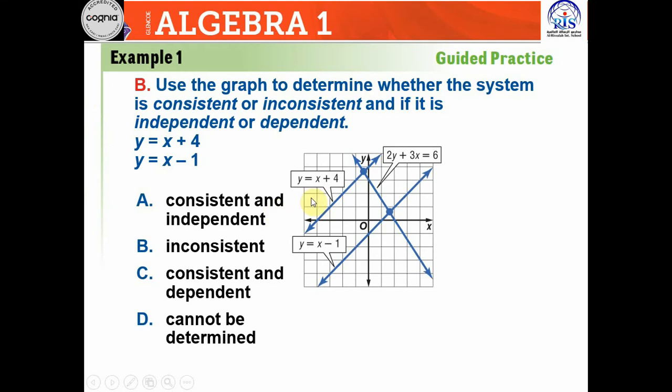y equals x plus 4, this line, and y equals x minus 1, this line. This line and this line are parallel. They do not intersect. This means there is no solution. This means the system is inconsistent.